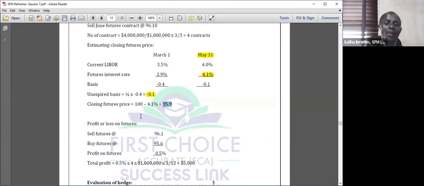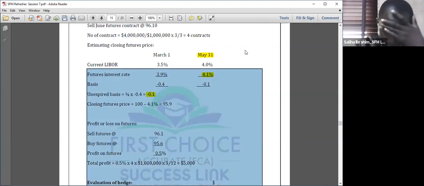So I will now compare in order to compute my profit or loss on the futures. I sold futures at what? 96.1. And I'm now buying it at what? 95.9, the closing futures price. So I'm making a profit of 0.2.